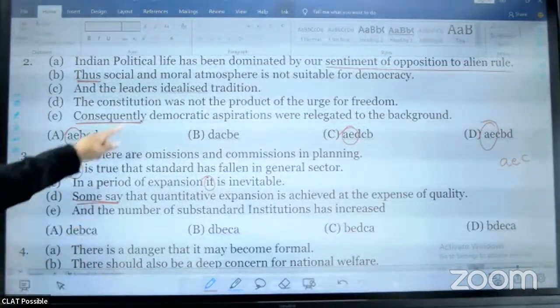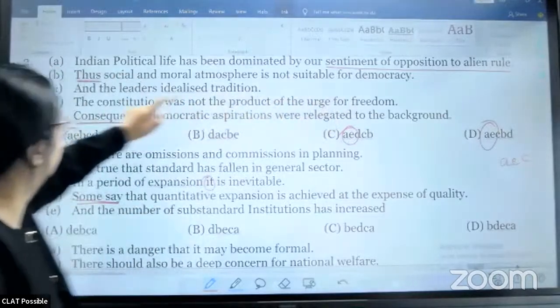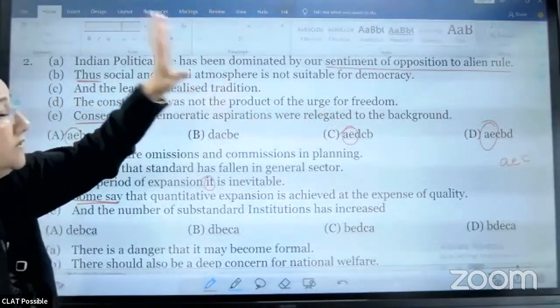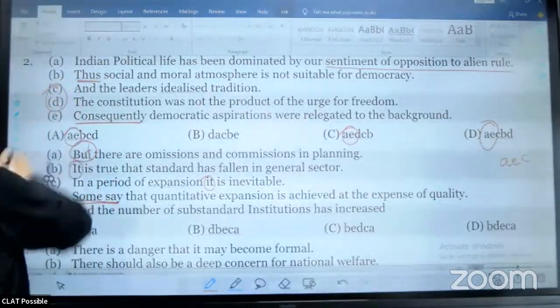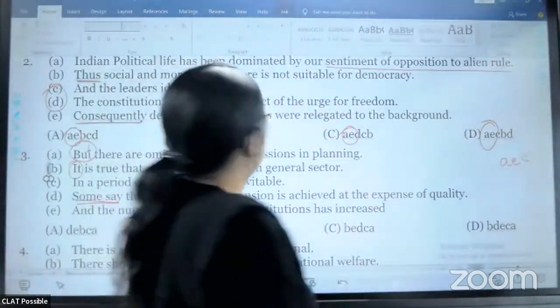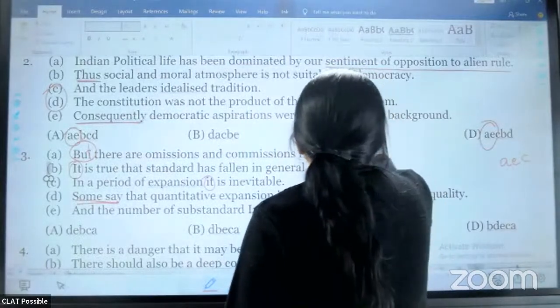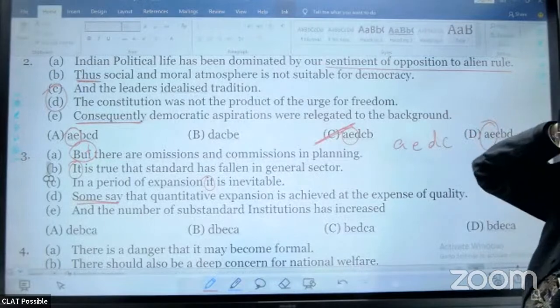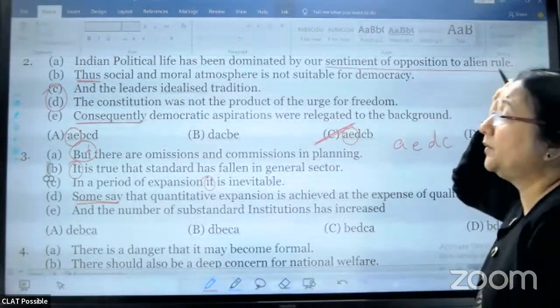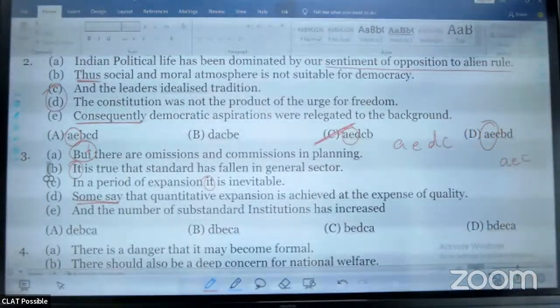The constitution was not the product of urge for freedom and the leaders' idealized tradition. See, now going in the same line. So I had a pair with DC also. Now I want to search for my DC pair, and that's only going to be there in one answer choice. AEDC. See, now let me read all the 4 lines together to help you understand the thought behind.